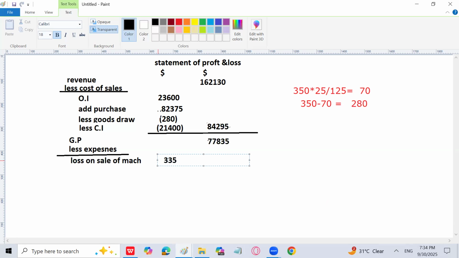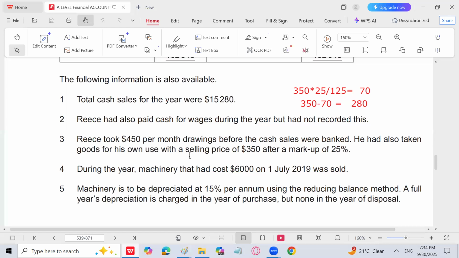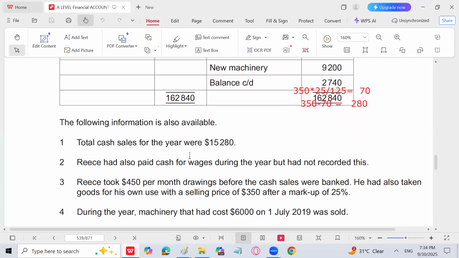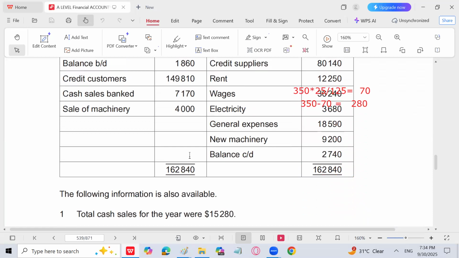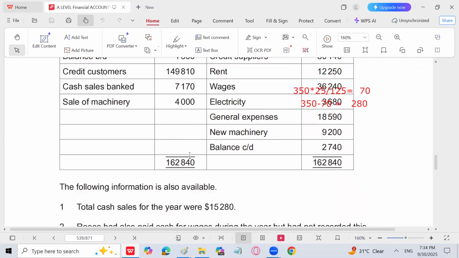How come, sir? Because the cost of the machinery is 6,000, but the net book value is 4,335. It has been sold for 4,000, right? So we have a loss of 335, which I have recorded already, right? Now I'm going to record the wages expense.